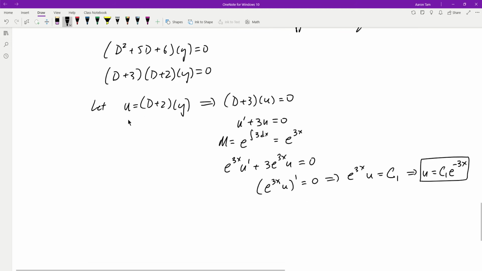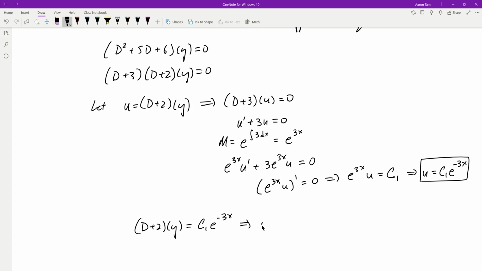So now what I have to do is try to solve my second equation. My second equation is this one right here, where I now know that (D plus 2) of the unknown function y would equal u, which is c1 e to negative 3t. Notice this is also a first order linear differential equation, but this one is not homogeneous.